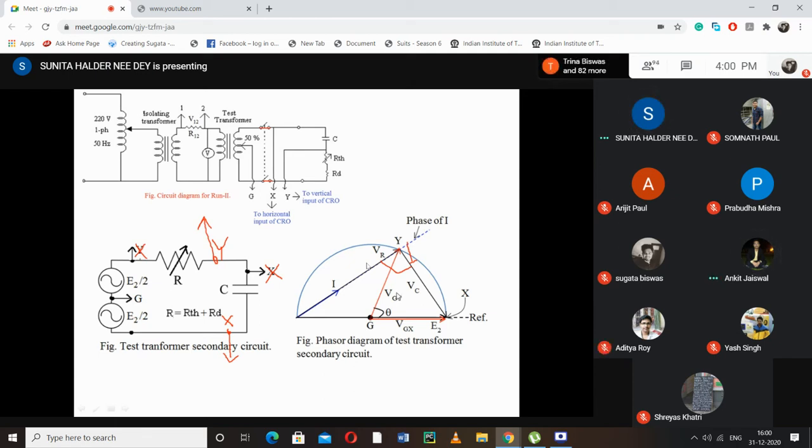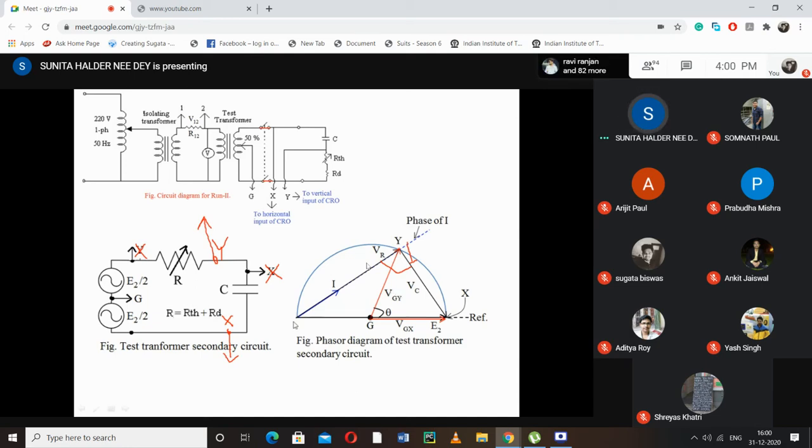Yes, ma'am. So actually here, the aim is not to find out the theta for different voltages. Actually, the aim is to find out the value of R for which theta will be 90 degree, because that will be required for our next run. So that's why this run is required. We need a voltage VGY which will lead VGX by 90 degree for the next run.